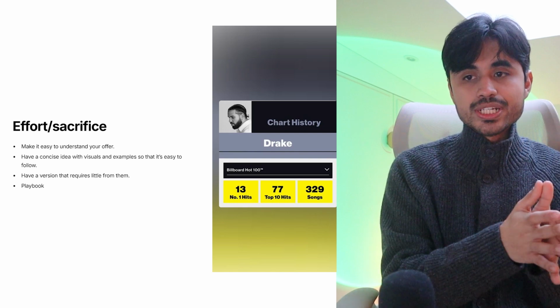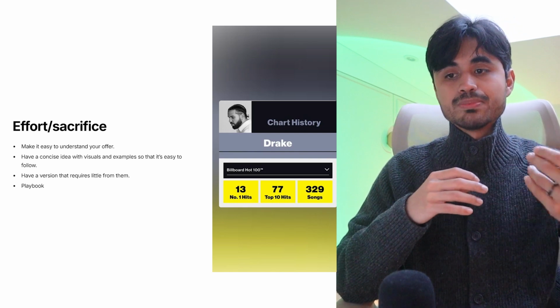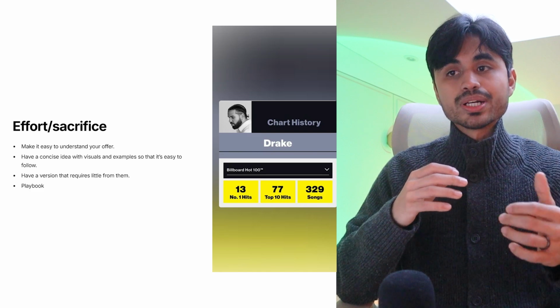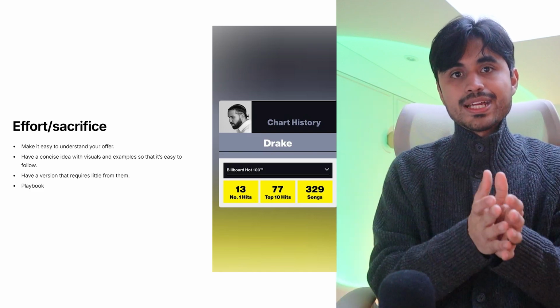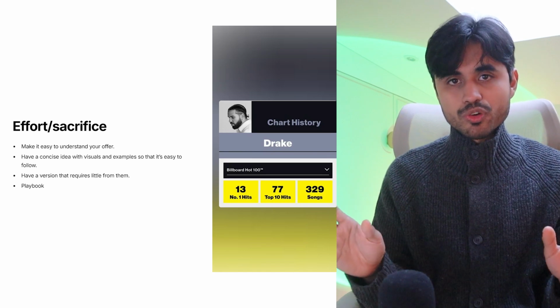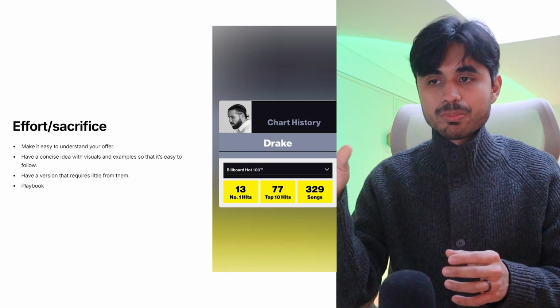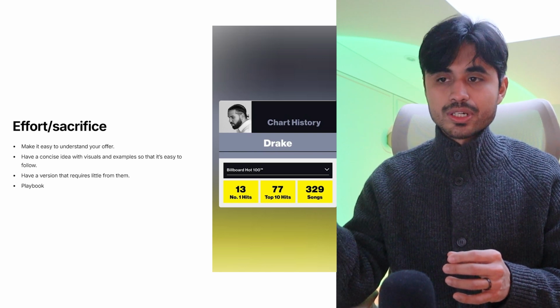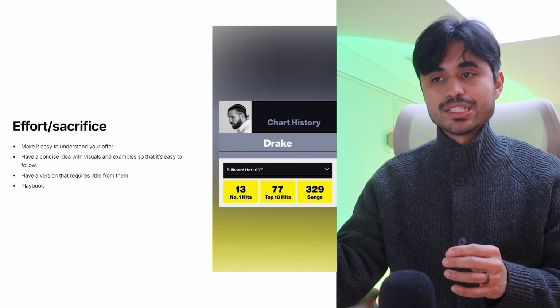And if you have a version that requires less from them, then it's going to be a lot easier to make the sell. If you pitch a playbook, then they are going to infer that it's kind of done for you. There's little for them to do because the playbook already exists. So I'm going to break all of these down: make it easy for them to understand, pretty obvious, have a concise idea with visuals and examples so that it's easy to follow.